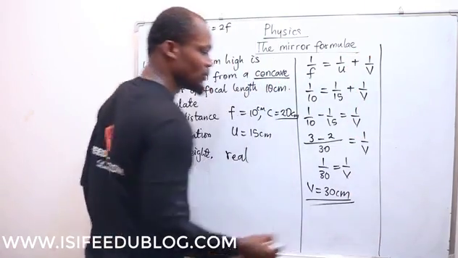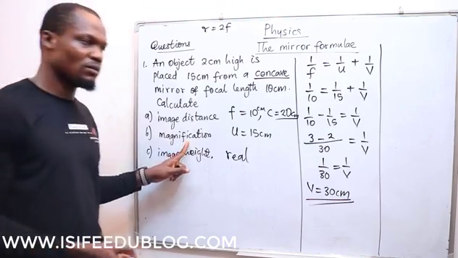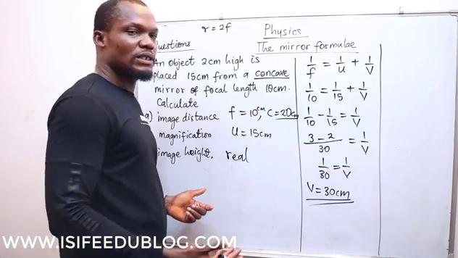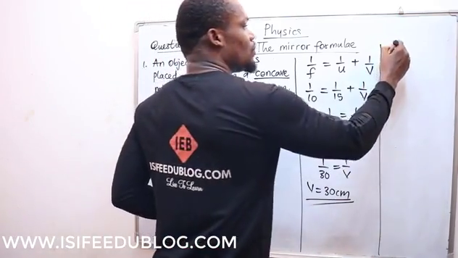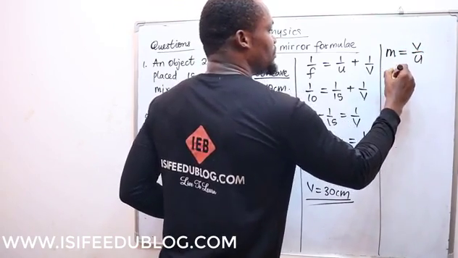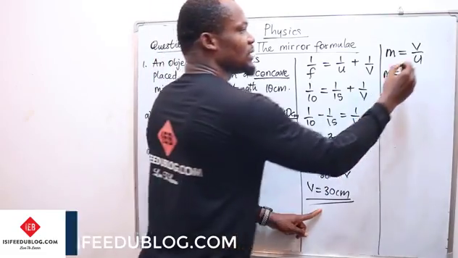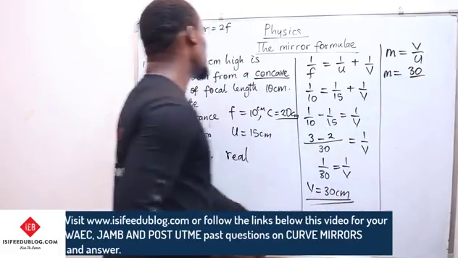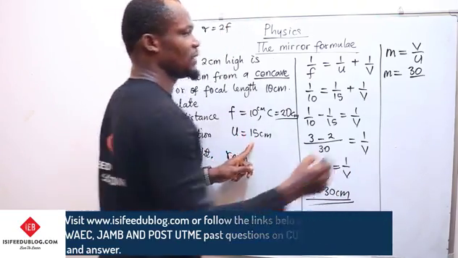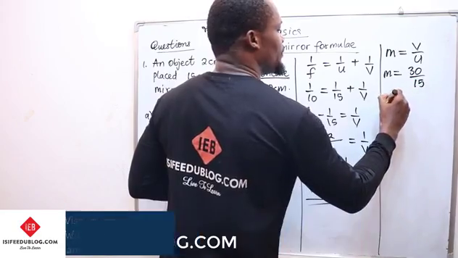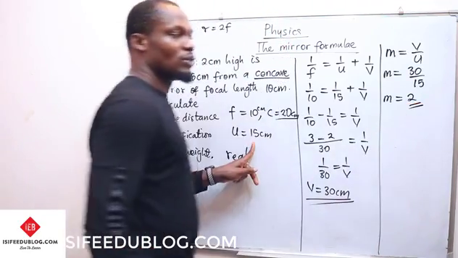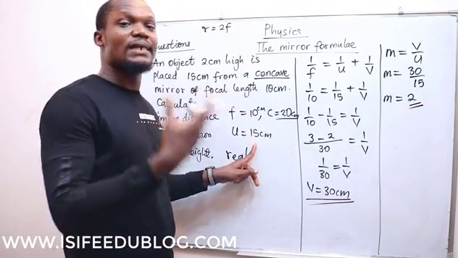Let us take a look at the solution to the next question. Magnification. Once you have gotten V, magnification is not a problem. What is the formula? Magnification is V over U. Our V is 30. And what is our U? Our U is 15. Therefore, magnification is going to give us 2, telling us that the image is enlarged.